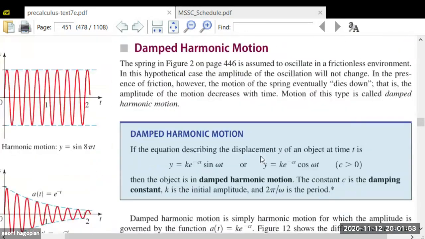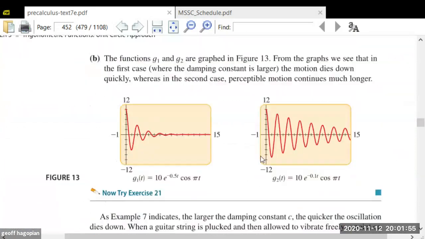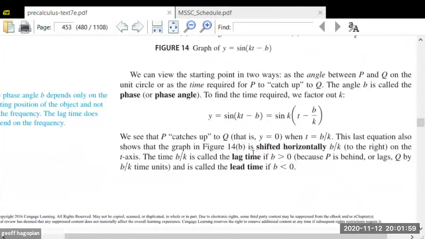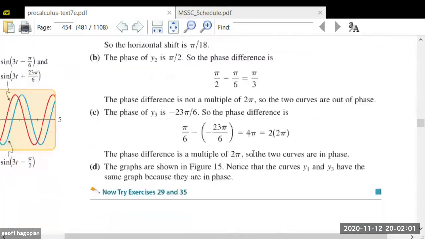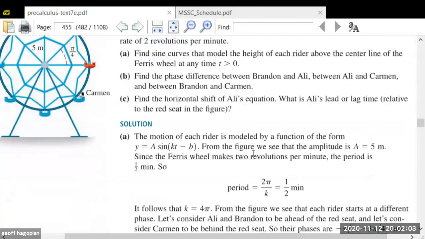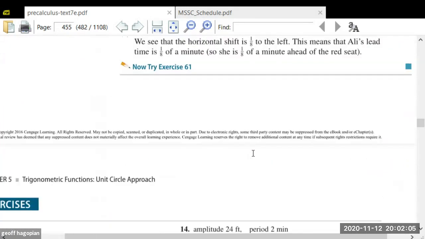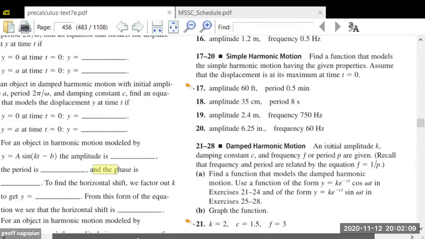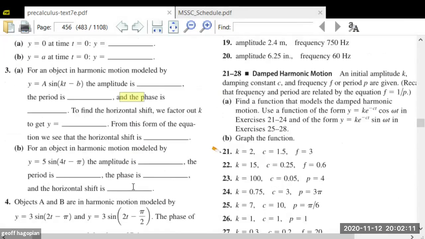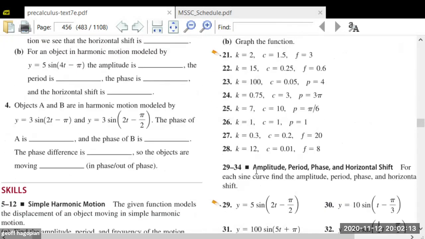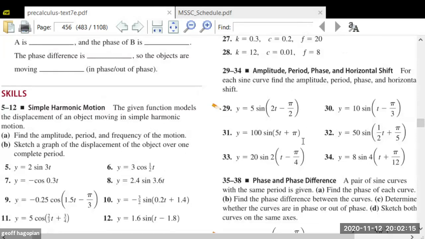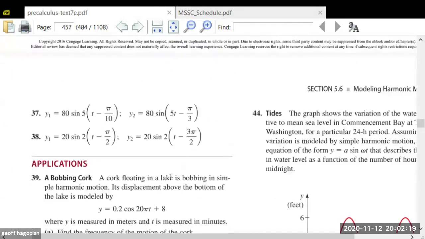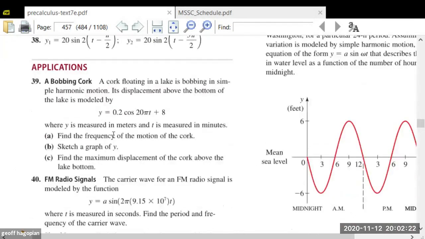And so you've got damped harmonic motion. We're not going to cover that because it involves exponential functions, which we are not allowed to bother with. So using phase, I think this will just give us a chance to review graphing periodic functions. And so here's a bunch of them. We've already done a lot of problems like these, but let's do it again.